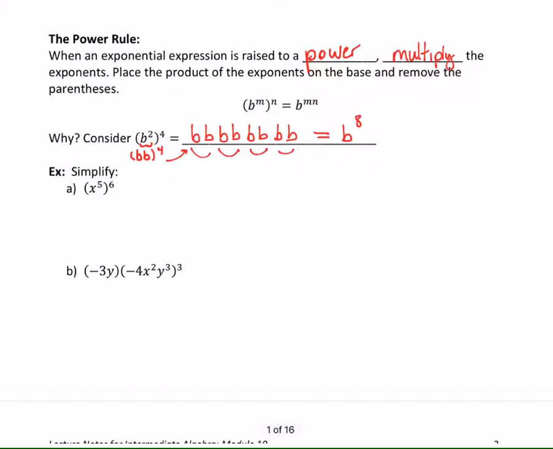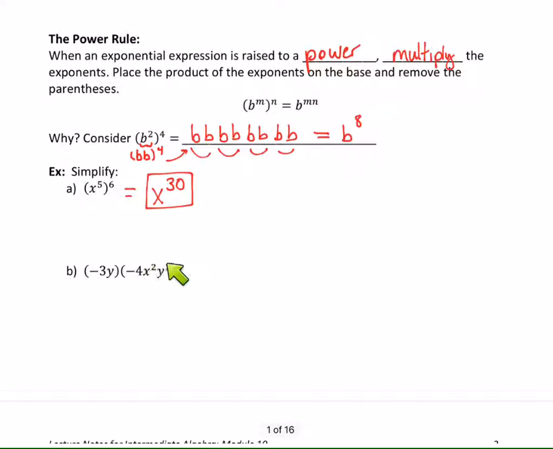All right. So, x to the fifth raised to the sixth. X to the 30th. It is a power raised to another power, so x to the 30th. Very good. So it's real easy when there's just one factor inside. This second one here is a little bit of a curveball. Minus 4x squared y cubed, all to the third power. We're going to multiply that times negative 3y.